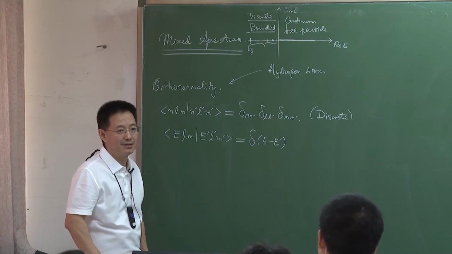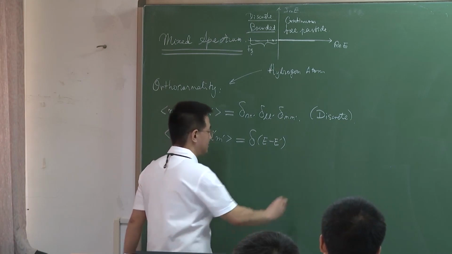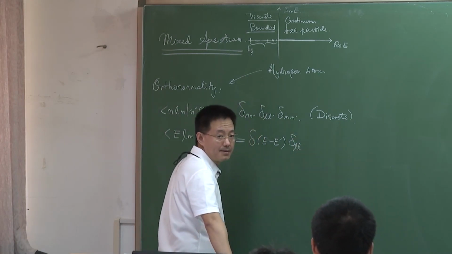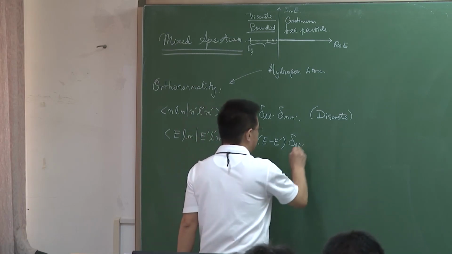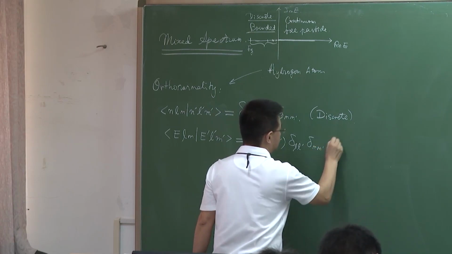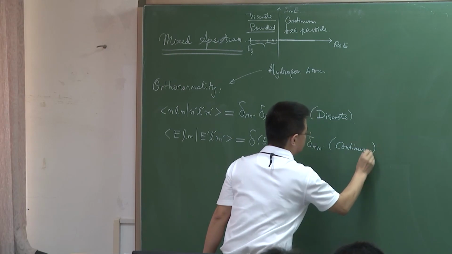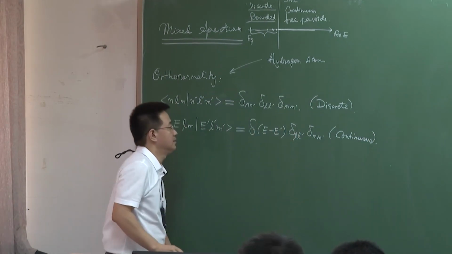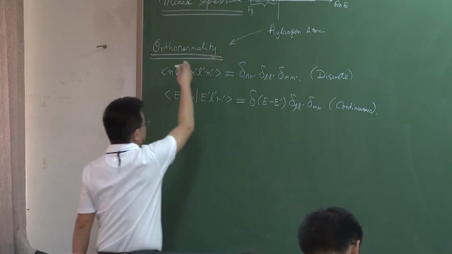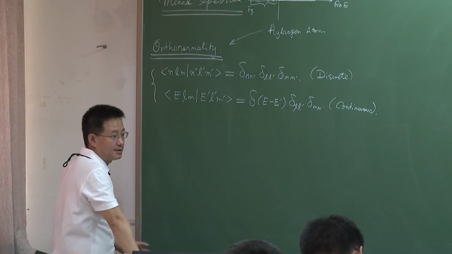That is not the discrete delta E, E prime any longer. It's a continuous version. But for the angular quantum numbers, you also have the delta l, l prime and delta m, m prime. And this is for the continuous case. So for normality, you have the two altogether for the hydrogen atom because it is a mixed spectrum.